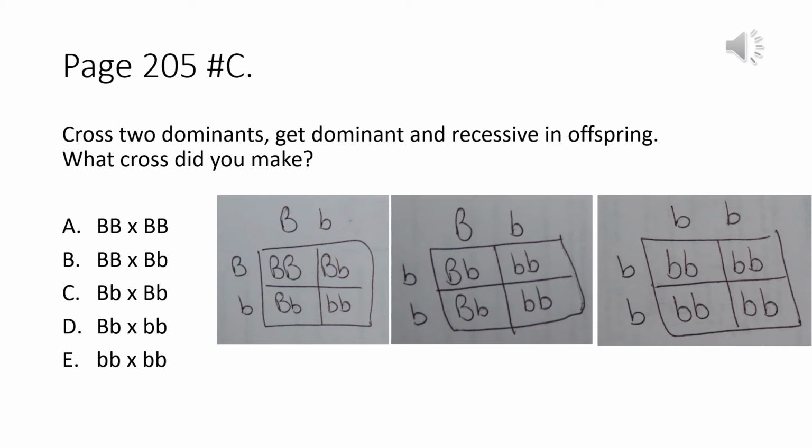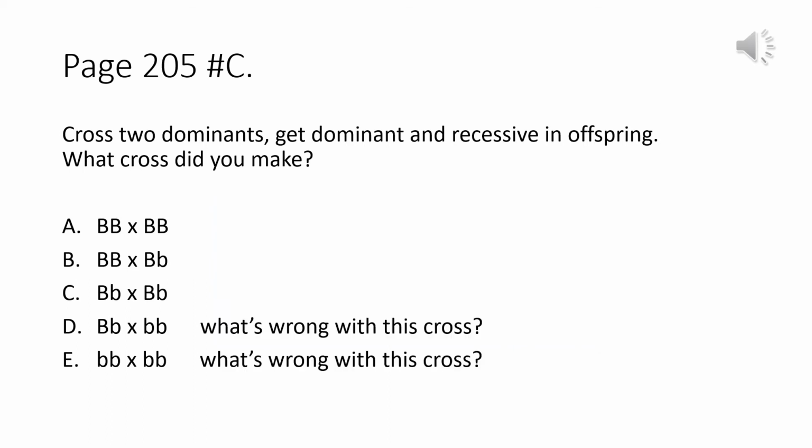But if you didn't immediately see that letter C was the correct answer, you can always work through the problems. You can always work through them and see what the answers are. Oops, I kind of gave away the answer on this slide. What's wrong with D and E? The fact that you are not crossing two dominant phenotypes.